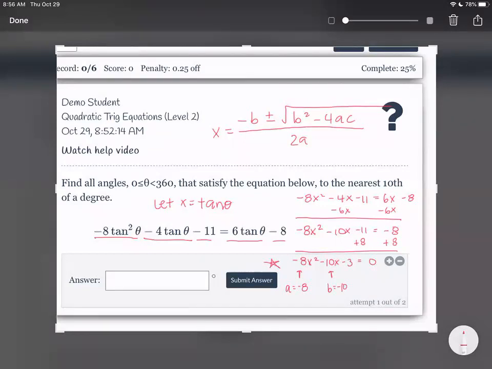Don't forget the negative there because it is a minus 10x. So it must be a negative 10. And then last but not least, our C value is the number on its own. So C is equal to negative 3. Negative because it was a minus 3. So C must be negative 3. And then we're going to plug everything into the top equation.